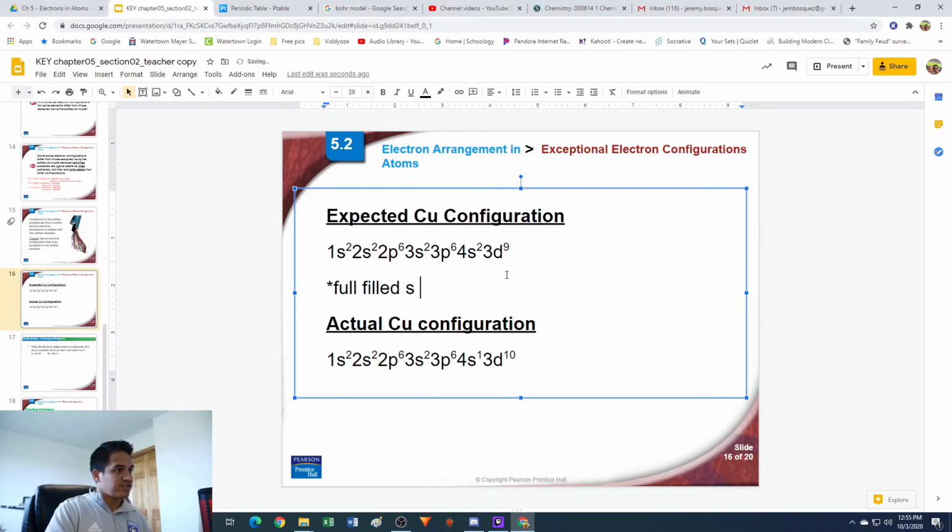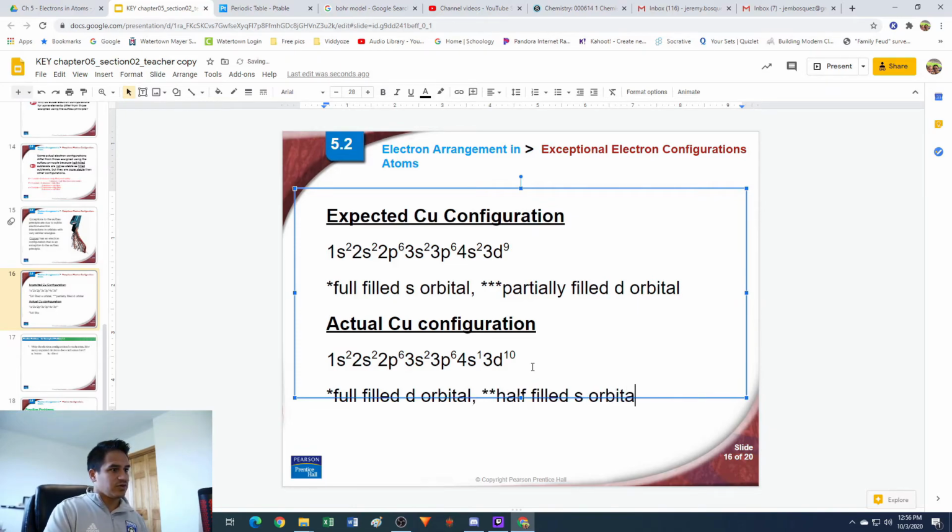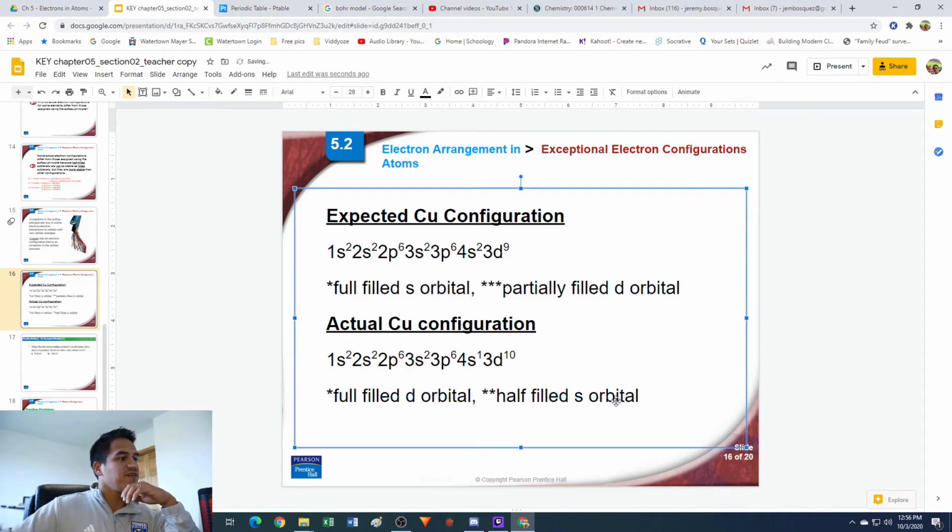So in this first one, we have a full filled s orbital and a partially filled d orbital, which is nothing special. And down here we have a full filled d orbital and a half filled s orbital. And fully filled and half filled are better than fully filled and partially filled. Okay, so this is the reason why copper decides to do this configuration rather than this configuration.